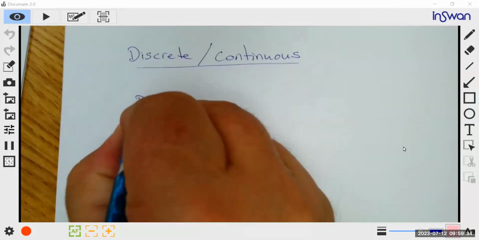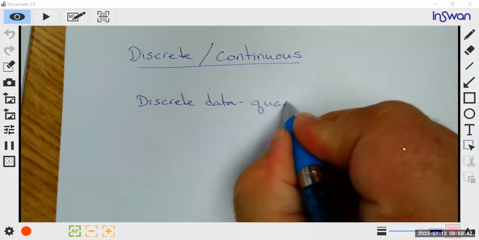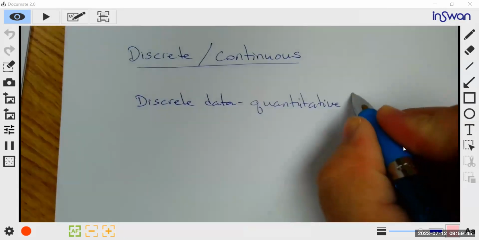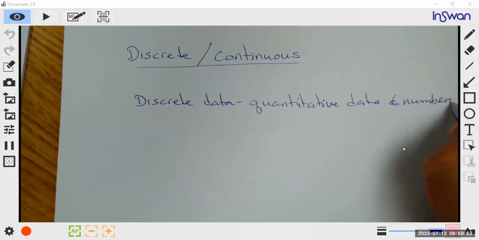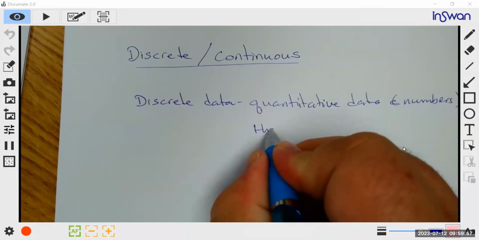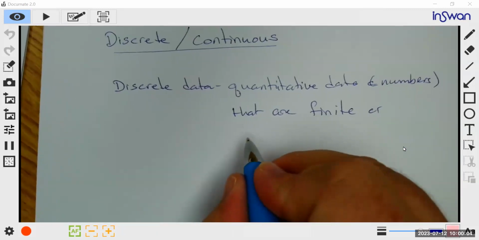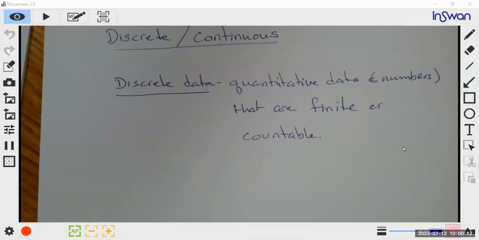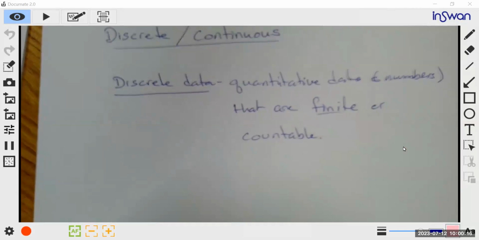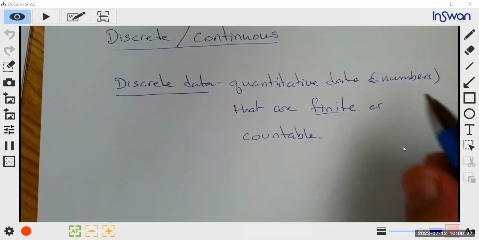The difference of the two are these. Discrete data is quantitative data, numbers, that are finite or countable. That's discrete. It's finite or countable. It has an end. If I ask you to count from 1 to 10, you go 1, 2, 3, 4, 5, 6, 7, 8, 9, 10, then it's 10. It's done. Finite means it has an end, or countable.